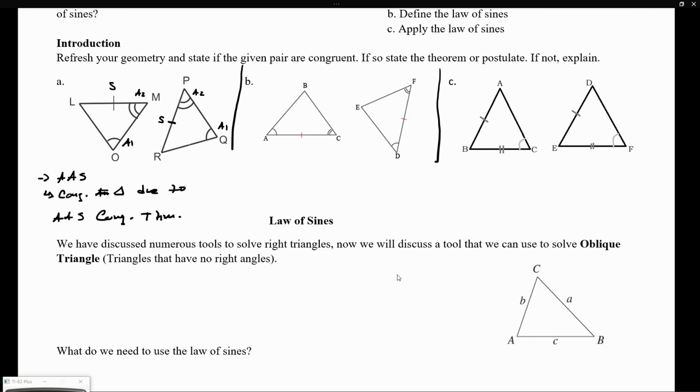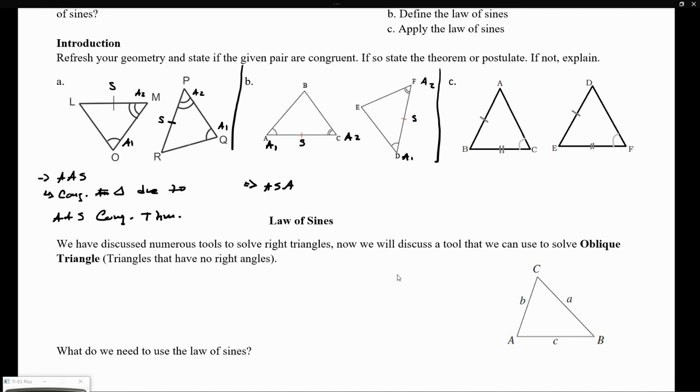If we take a look at example B, let's state what angles are congruent to what angles and what sides are congruent to what sides. We can see that angle A is congruent to angle D. We can also see that AC is congruent to DF. And we can also see that angle C is congruent to angle F. If we take a look at the order in which we state the congruent angles and sides, you will see that we have angle, side, angle.